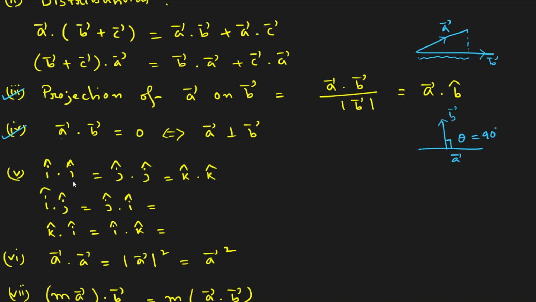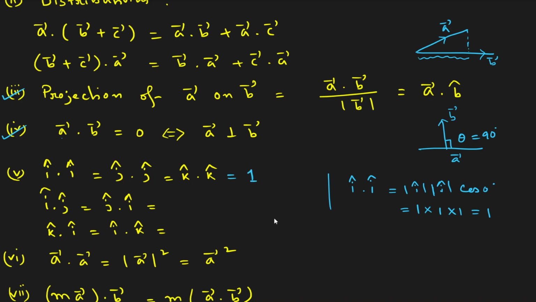Then comes i dot i. Let me find what is i cap dot i cap. Same line, so their angle will be 0. So it's modulus i cap, then again modulus i cap, and then cos of the angle between i cap and i cap. Since they are the same vector, the angle will be 0. i cap is a unit vector, so its magnitude is 1. This is also 1. Cos 0 is also 1. So i dot i, j dot j, or k dot k will all equal 1.